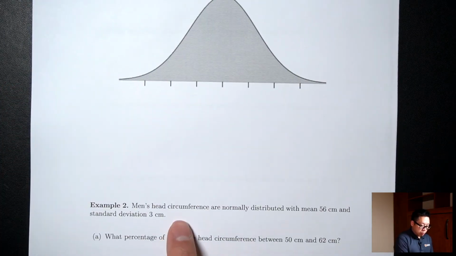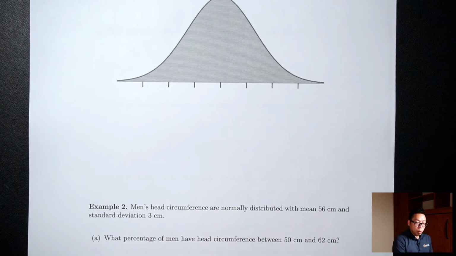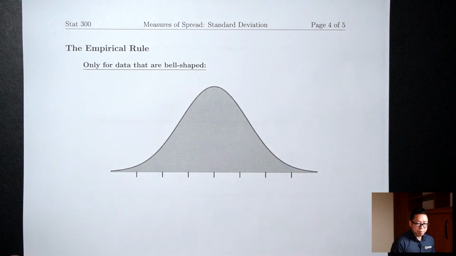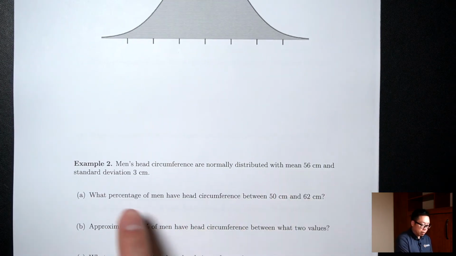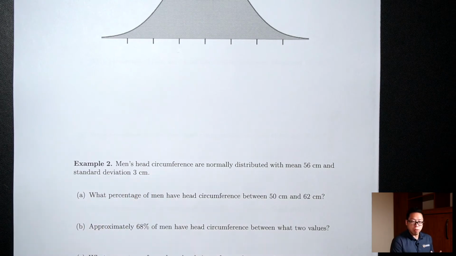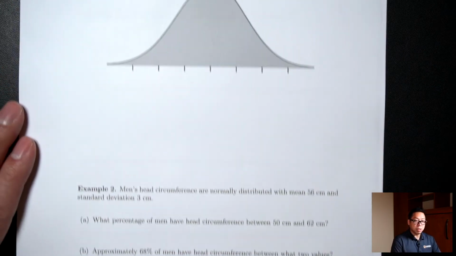So men's head circumferences are normally distributed. Normally distributed just means that when you make a histogram, it looks something like this. It has mean 56 centimeters and standard deviation 3 centimeters. So we know the mean, we know the standard deviation. What can we say about our data? What we can say has to do with this empirical rule.